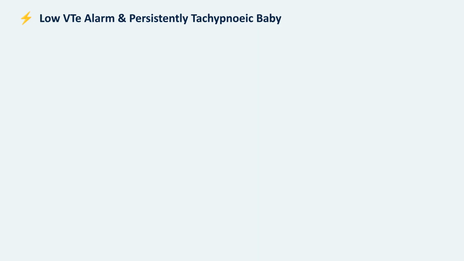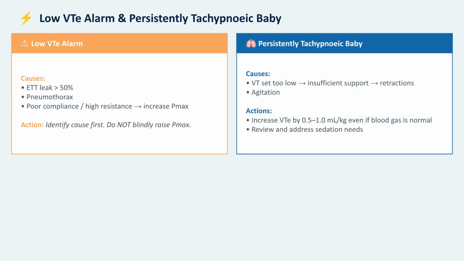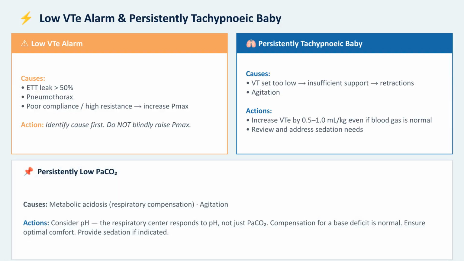For a low VTE alarm, causes include a large ETT leak, pneumothorax, or poor compliance. Identify the cause first. Do not blindly raise the maximum pressure. For a persistently tachypneic baby, the causes are a VT set too low or agitation. Actions include increasing VTE by 0.5 to 1.0 milliliters per kilogram, even if the blood gas is normal, and addressing sedation needs. For persistently low PaCO2, consider metabolic acidosis compensation. The respiratory center responds to pH, so check pH and ensure comfort and sedation if needed.